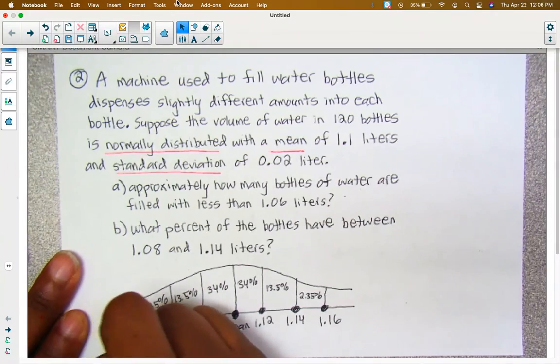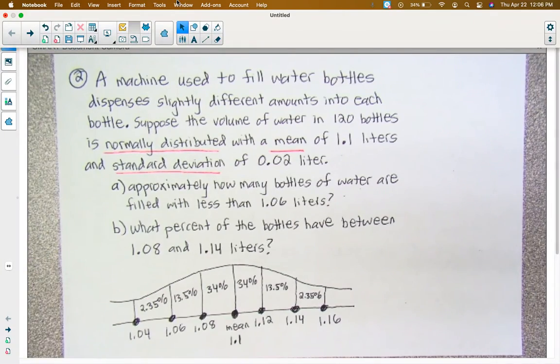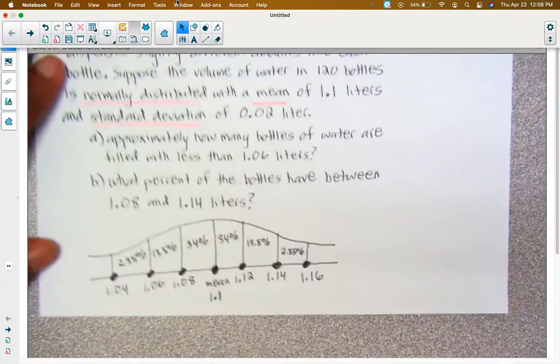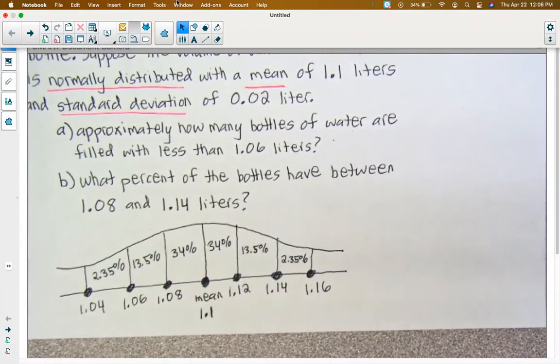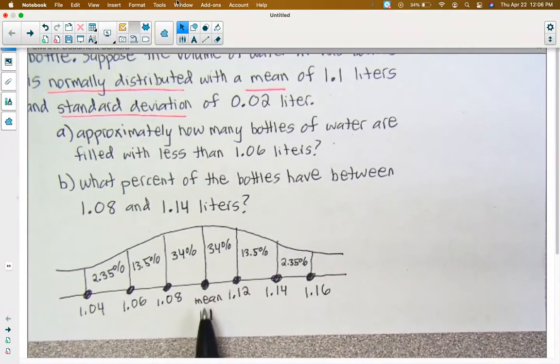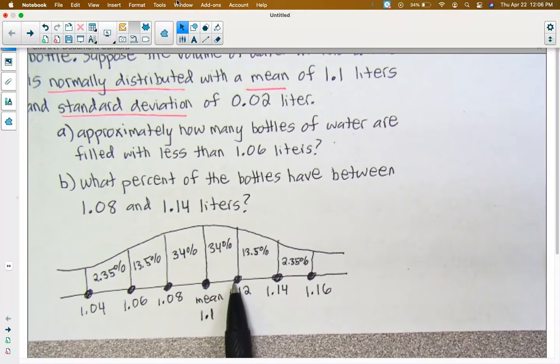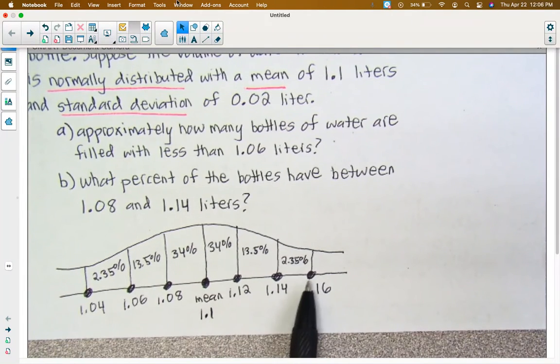Now that I have everything I need, I'm going to zoom in just a little bit so we can see our bell curve a little bit more. So the mean always goes in the middle. I added 3 standard deviations. We subtracted 3 standard deviations.